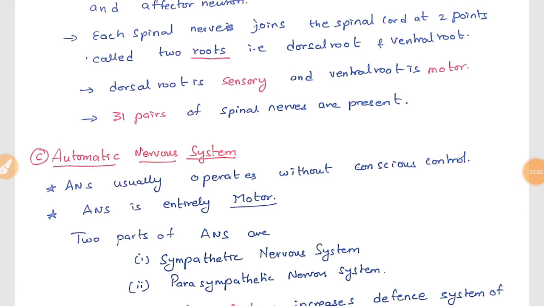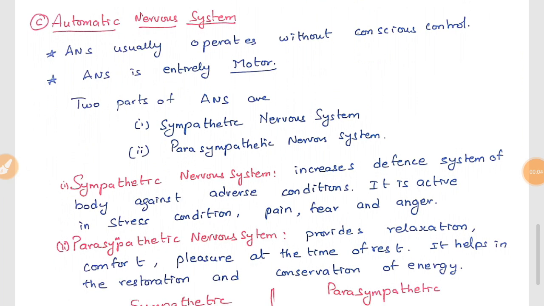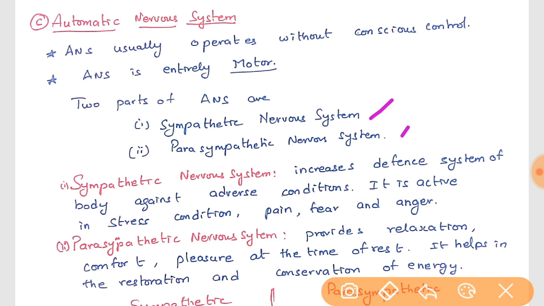And with this we have completed the peripheral nervous system. Now we will see the autonomic nervous system, friends. The autonomic nervous system usually operates without our conscious involvement, friends. It is entirely motor, in the sense there are no sensory receptors, only commanding is seen in the autonomic nervous system. There are two parts of the autonomic nervous system: the sympathetic nervous system and the parasympathetic nervous system.